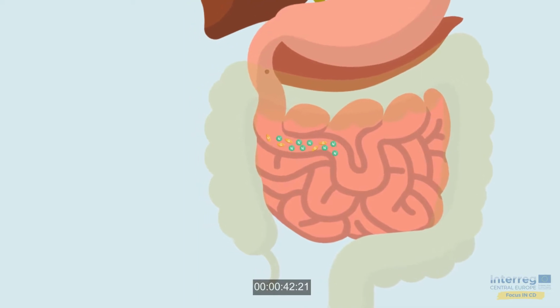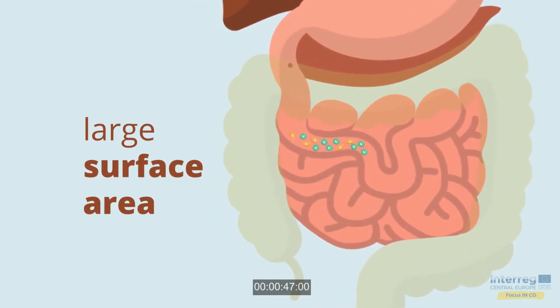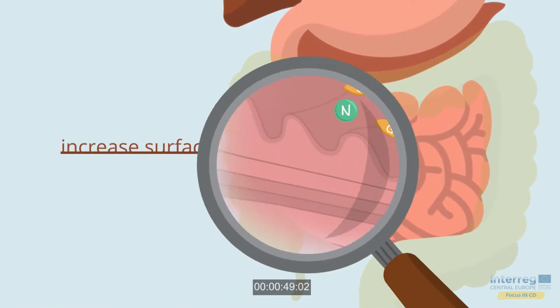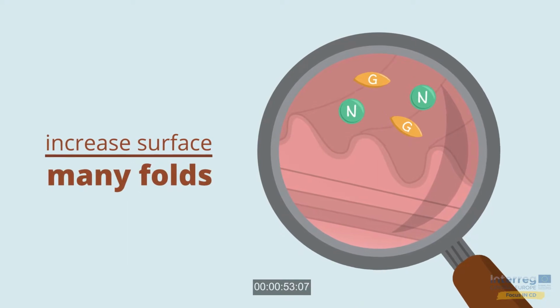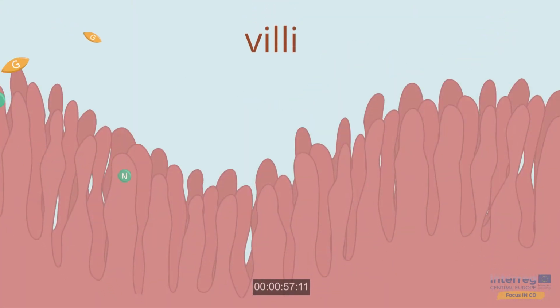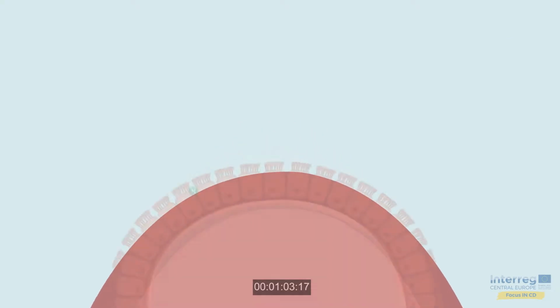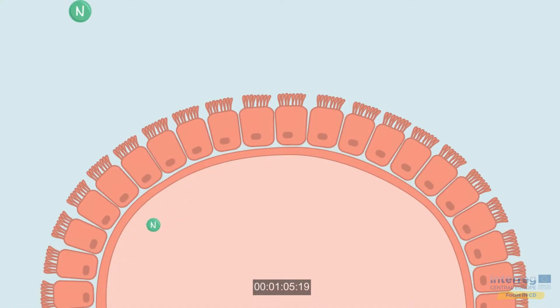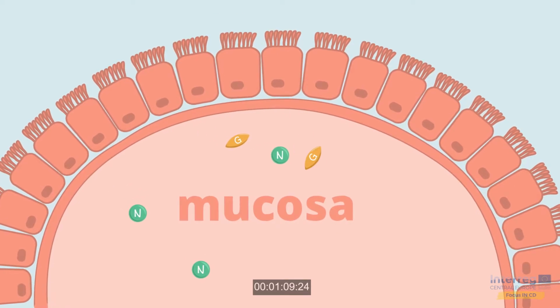To allow the small intestine to efficiently absorb nutrients, it needs a large surface area. To increase the surface area, the small intestine has many folds which are covered with finger-like structures called villi. The villi substantially enlarge the surface area. Here, all digested nutrients, including gluten fragments, can be absorbed across the mucosa of the small intestine.